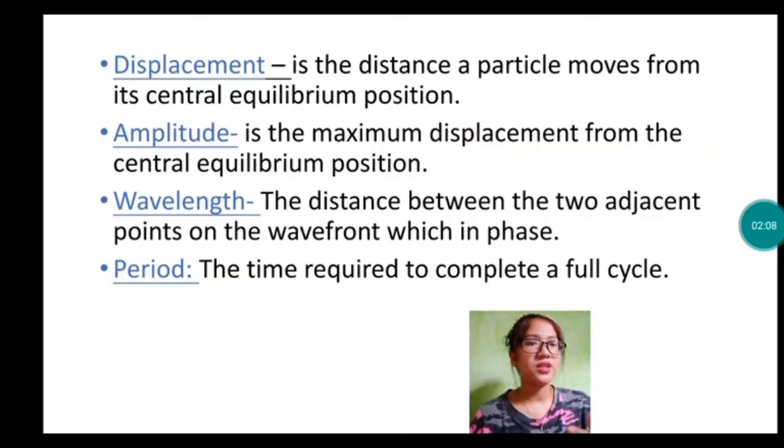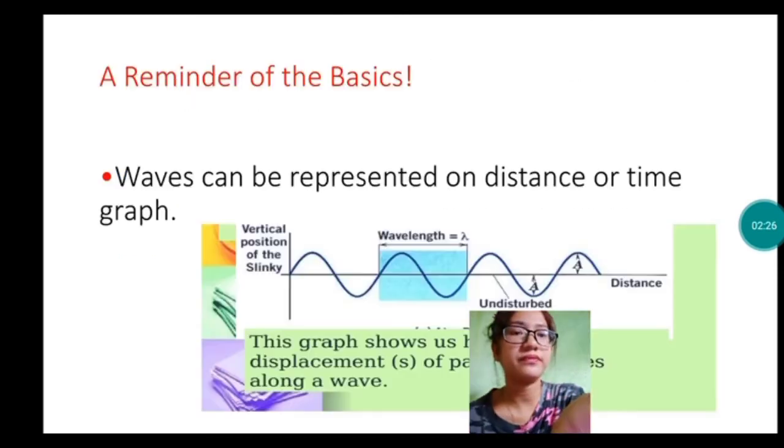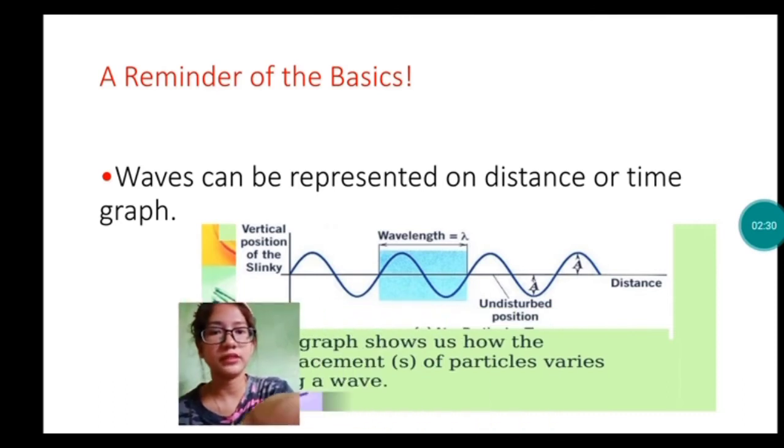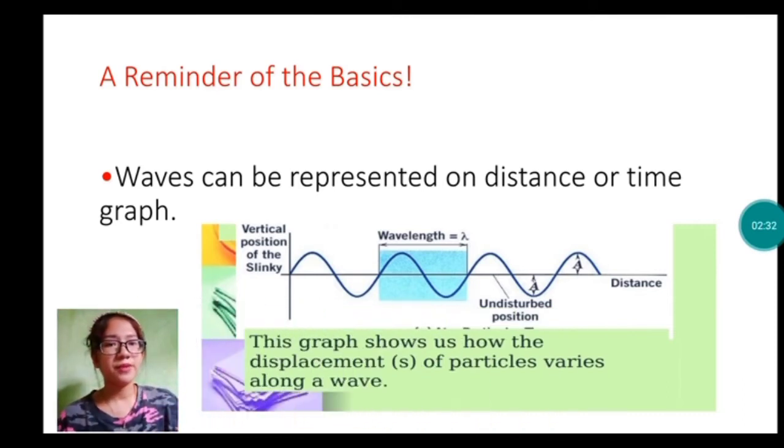Displacement is the distance a particle moves from its central equilibrium position. Amplitude is the maximum displacement from the central equilibrium position. Wavelength is the distance between two adjacent points on the wavefront which are in phase. Period is the time required to complete a full cycle, in seconds. Remember the basics.